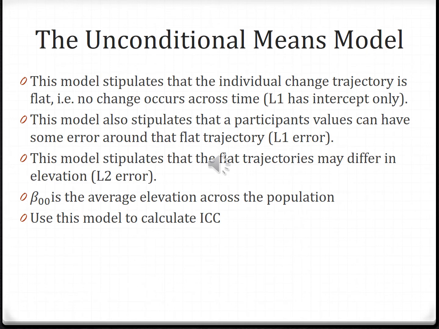So now in terms of interpretation, the beta 00 is the average elevation across the population, so the average value over time across the population. And we will use this model to calculate the ICC. Now, what you will see is that ICCs are quite different in magnitude because now we have people at level 2 and we have measurements at level 1.